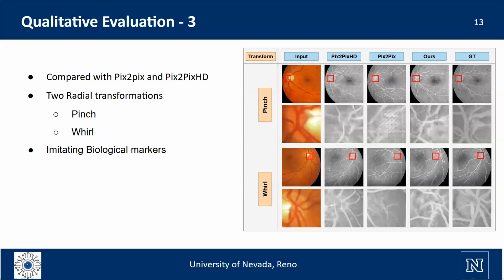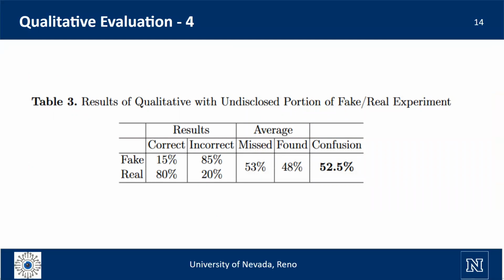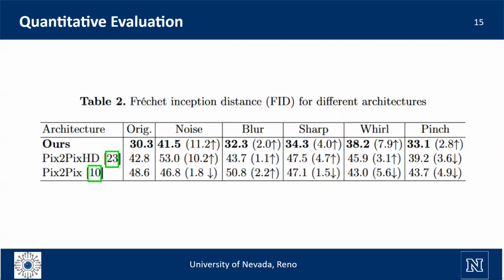Next, we apply two radial transformations called pinch and whirl. This kind of transformation imitates squinting or concentrating of the eye while performing the funduscopy. Despite heavy radial shifts, our predictions retain spatial information correctly compared to the other two models. We also carry out an experiment with real experts involved. We provide 40 fake and real angios with a 50% split randomly. The experts are then tasked to correctly identify real and fake angios. For this experiment, 50% would be a random confusion rate, whereas we achieve a confusion rate of 52.5%.